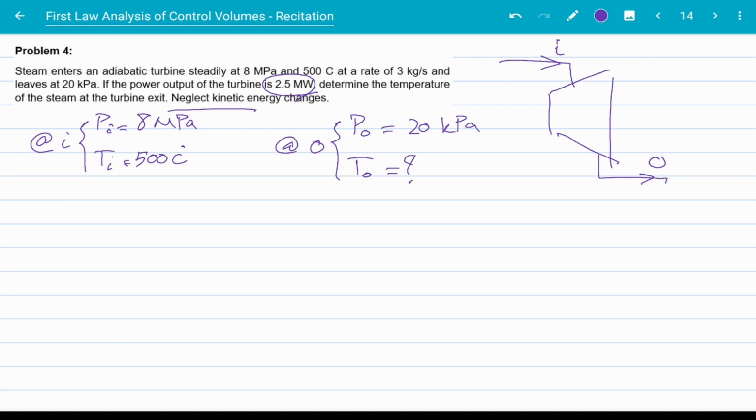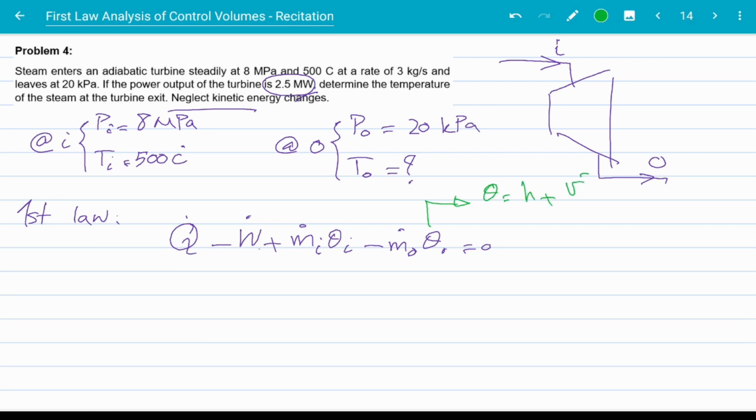So let's do that. If I write down the first law, I'll get Q dot net minus W dot net plus the energy coming in with the steam minus the energy going out with the steam is equal to 0. Now theta, or the energy of a moving fluid, we know that it's enthalpy plus the kinetic energy plus the potential energy. Now in this problem, we can neglect both potential and kinetic energies. So theta reduces to enthalpy alone.